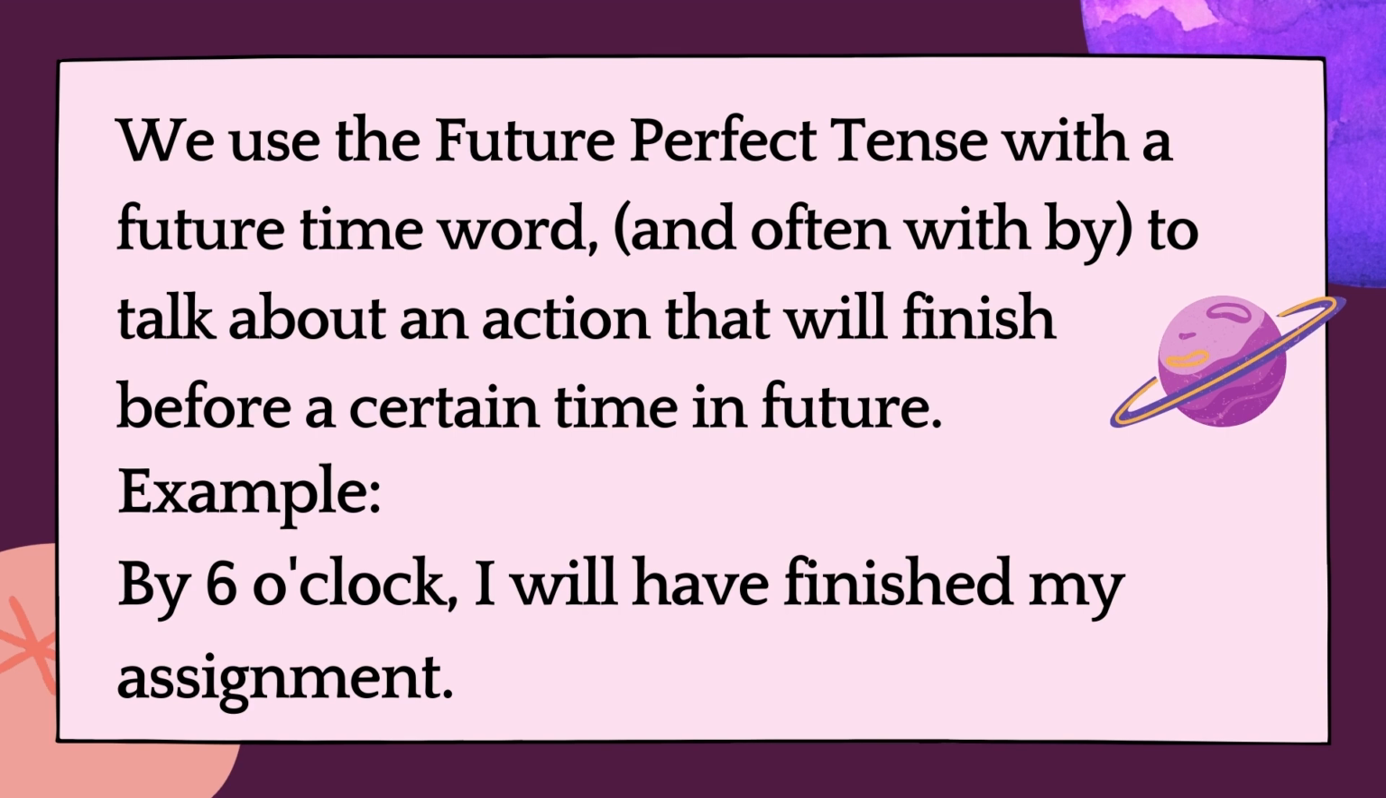Now, it is really very important to know when to use a certain tense. So, let's discuss when we should use the future perfect tense. The first usage is we use this tense with the future time word, that's often by, to talk about an action that will finish before a certain time in future. The example is very simple. By 6 o'clock. Here I have used the word by. That's a time word. By 6 o'clock, I will have finished my assignment. I hope you understand it.